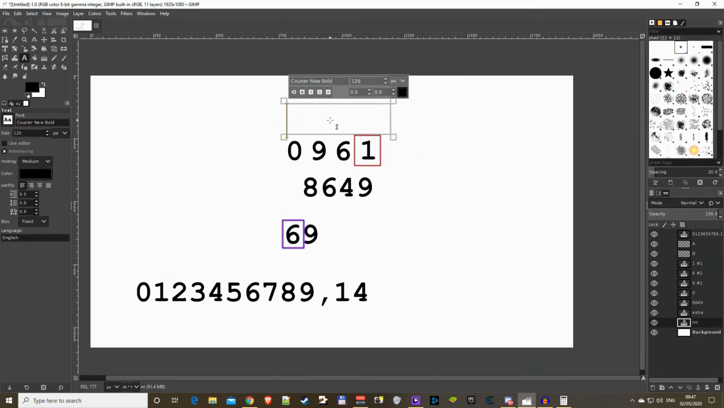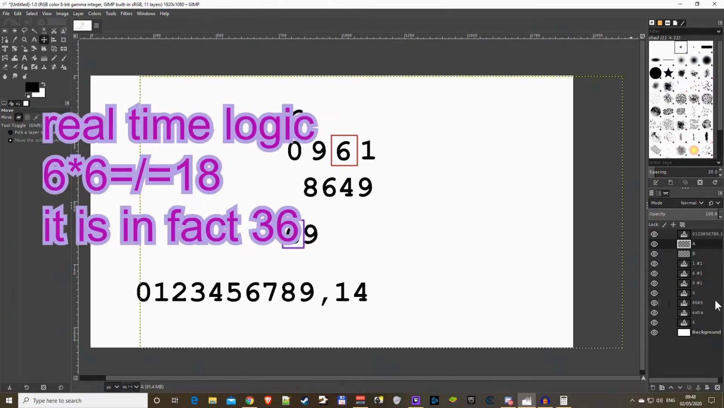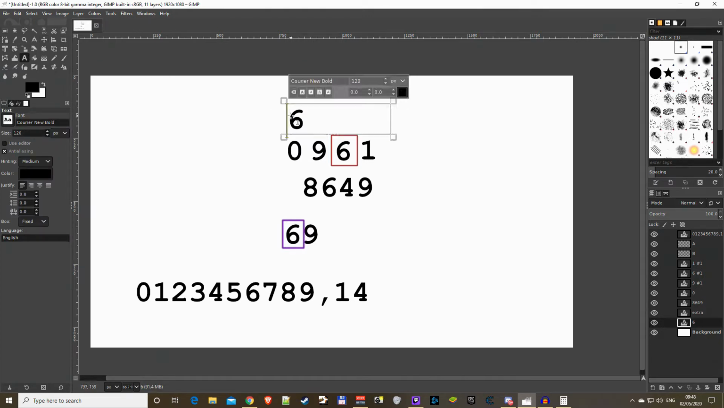6 times 1 is 6. You would choose another thing on the tape. 6 times 6 is 18. Oh man, it keeps changing the label. Crap, can't follow that. 6 times 6 is 18.